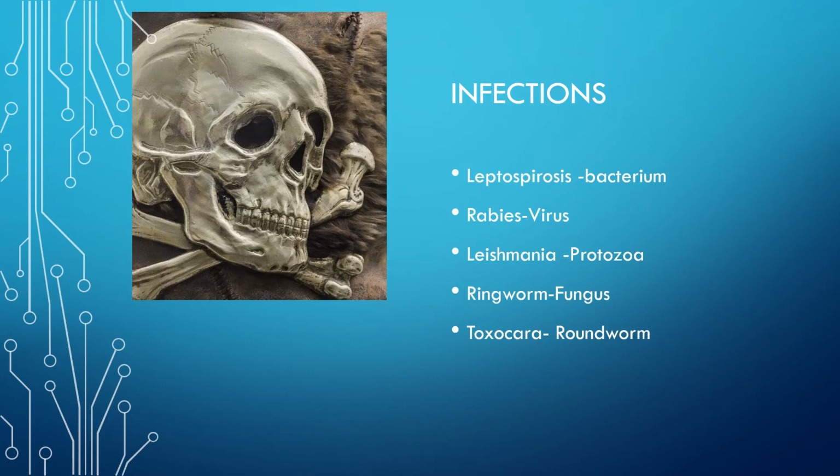So we're going to talk about 5 different zoonoses. Leptospirosis, which is caused by a bacterium. Rabies, which is caused by a virus. Leishmania, which is caused by a protozoa. Ringworm, which is caused by a fungus, and Toxocariasis, which is caused by a roundworm.